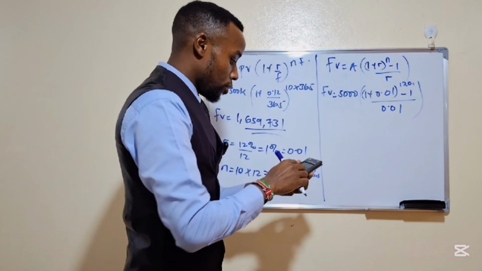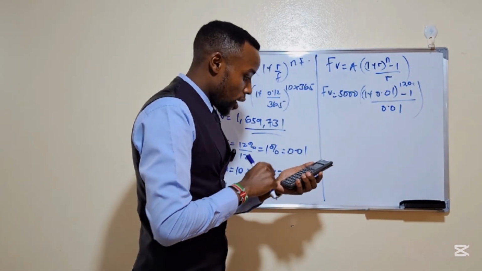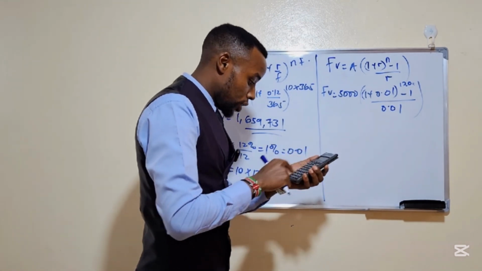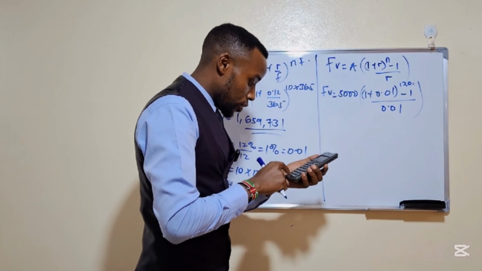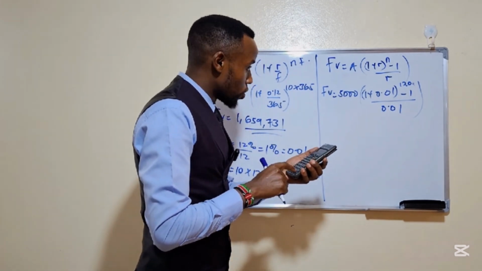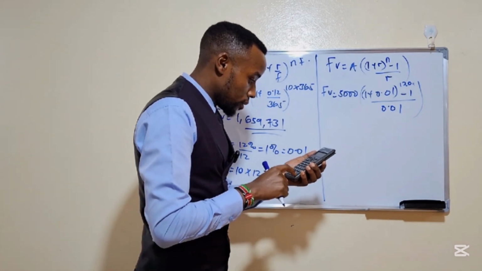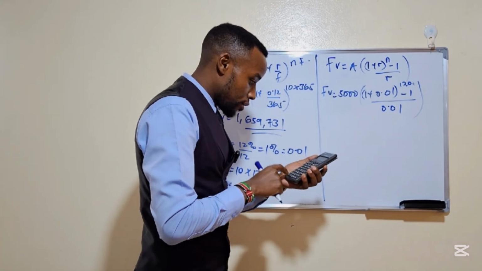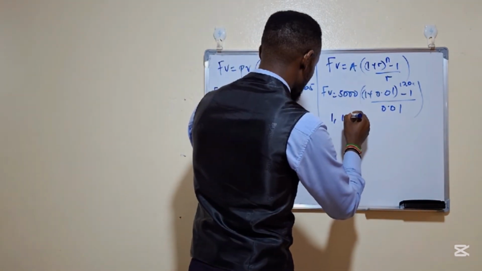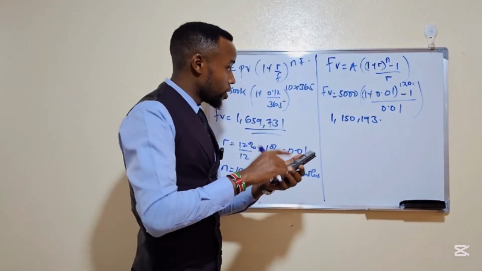We have to be very careful with the formulas here so that we may not mess up somewhere. So this is 1.01. Now let's raise 1.01 to the power 120. This is 1.01 raised to the power 120, minus 1, then divided by 0.01, then we multiply by 5,000. And this one is going to give us 1,150,193.